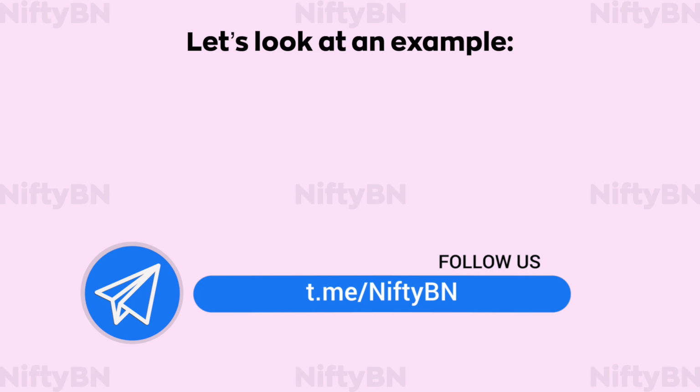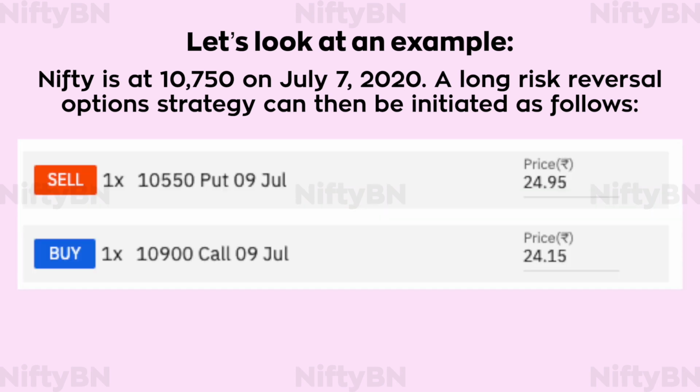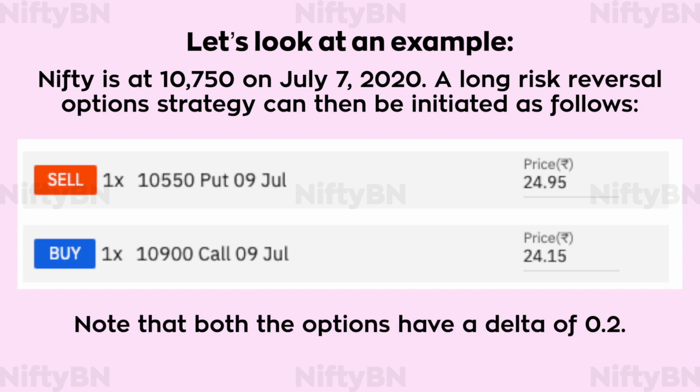Let's look at an example to understand the strategy better. Nifty is at 10,750 on July 7th, 2020. A long risk reversal option strategy can then be initiated as follows. Buy one lot of Nifty 9th July expiry 10,900 call at 24.15. Sell one lot of Nifty 9th July expiry 10,550 put at 24.95. Note that both the options have a delta of 0.2.